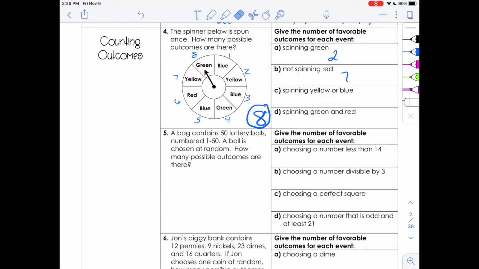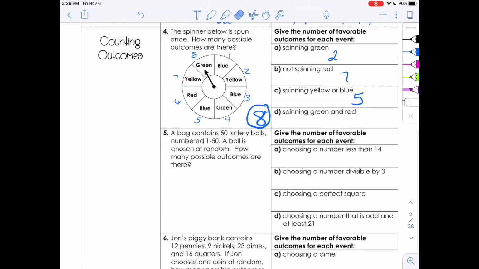Well, the next one, spinning a yellow or blue. This section here is yellow, and this one's yellow. And then this section is blue, and this section is blue. And then there's another blue. So there are 5 sections that are yellow or blue that are favorable when we spin.